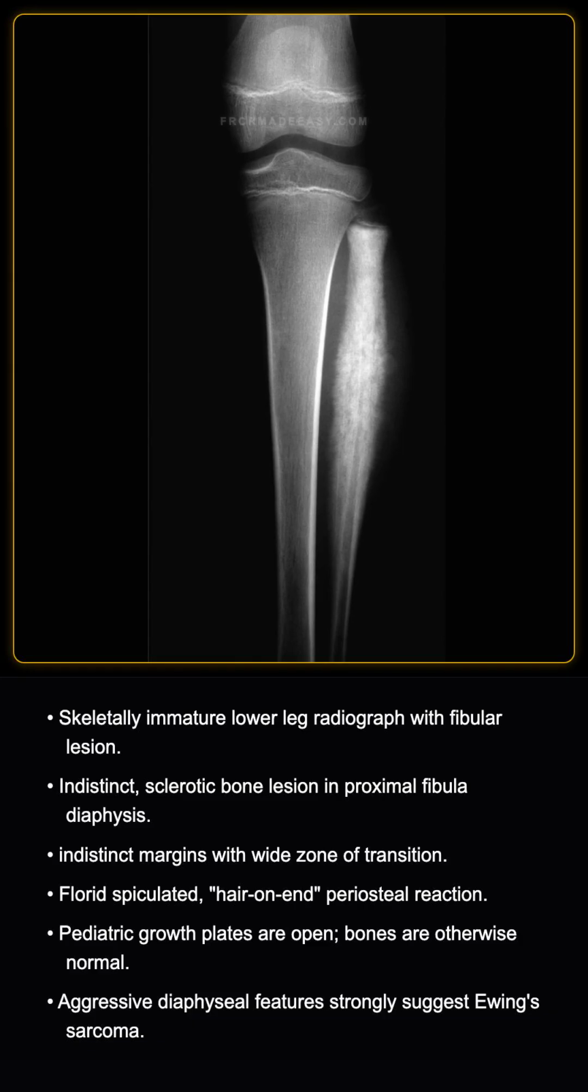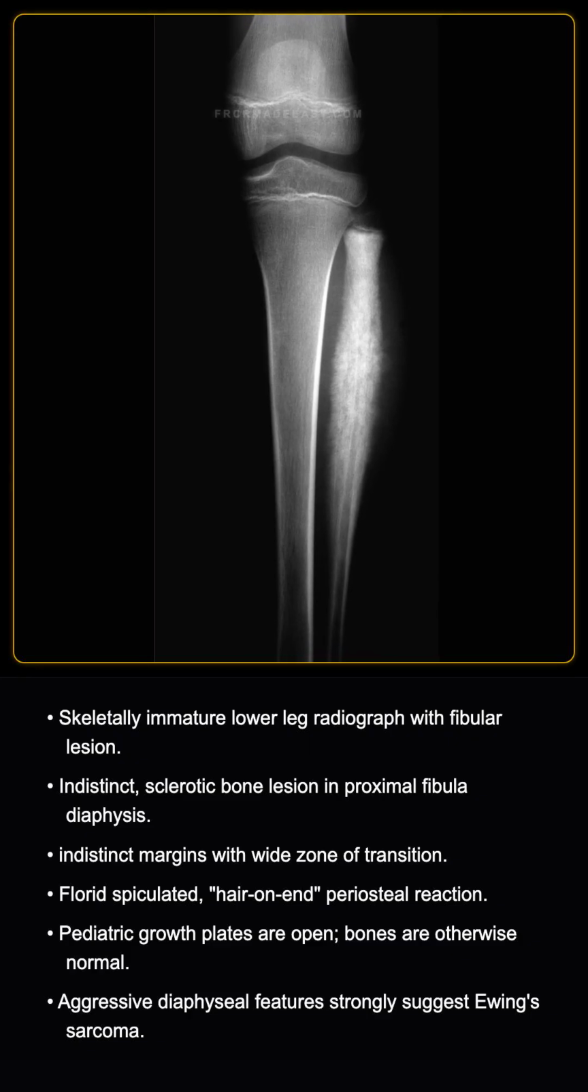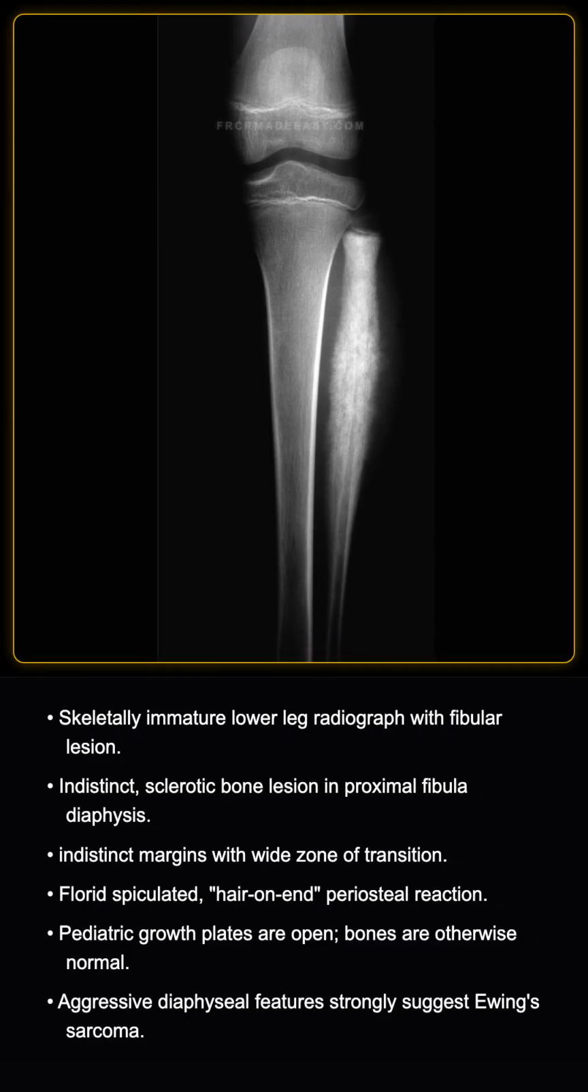The growth plates are open, indicating a skeletally immature pediatric patient. The highly aggressive diaphyseal features in a child are highly suspicious for a primary bone malignancy, specifically Ewing sarcoma.